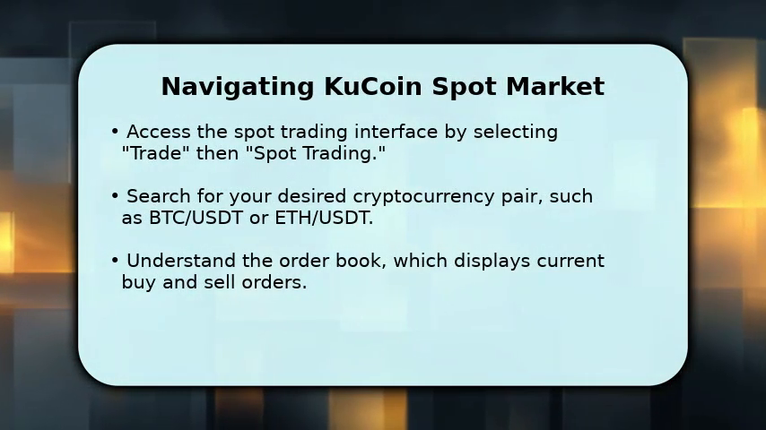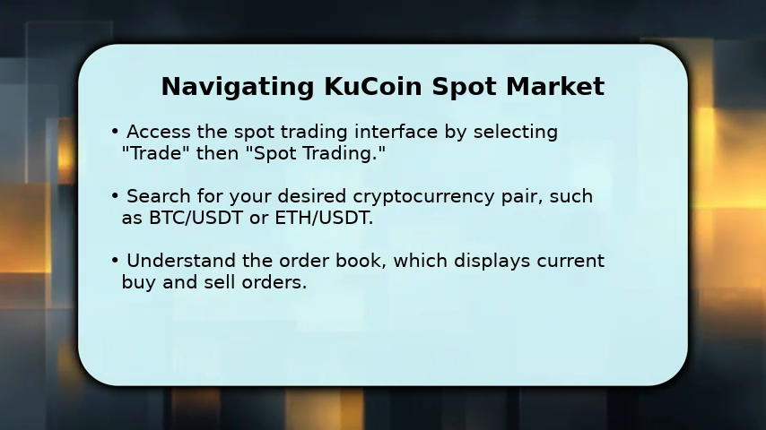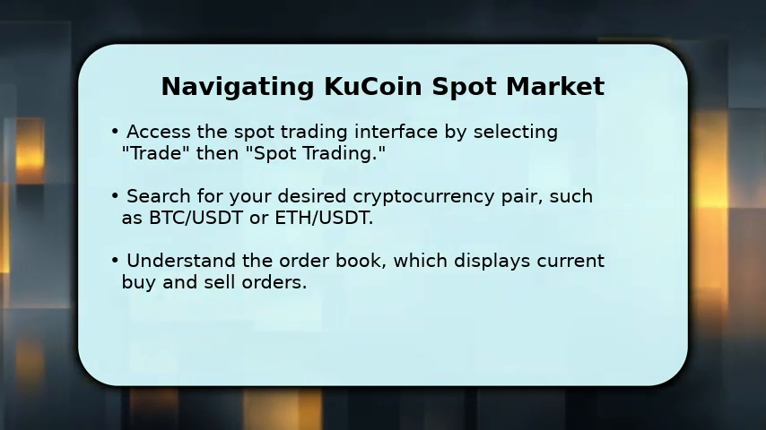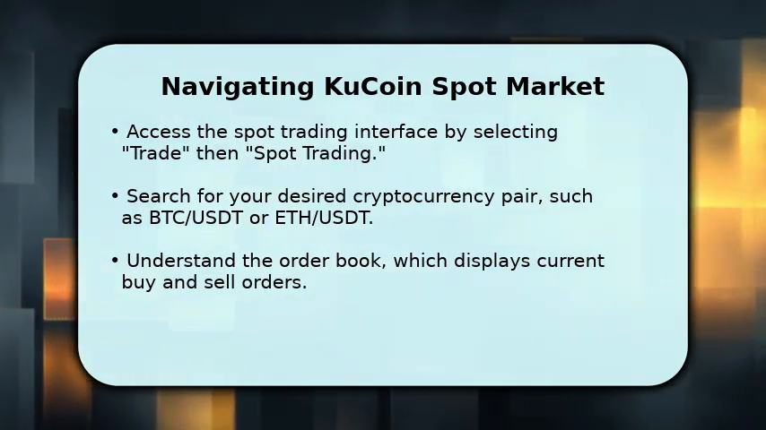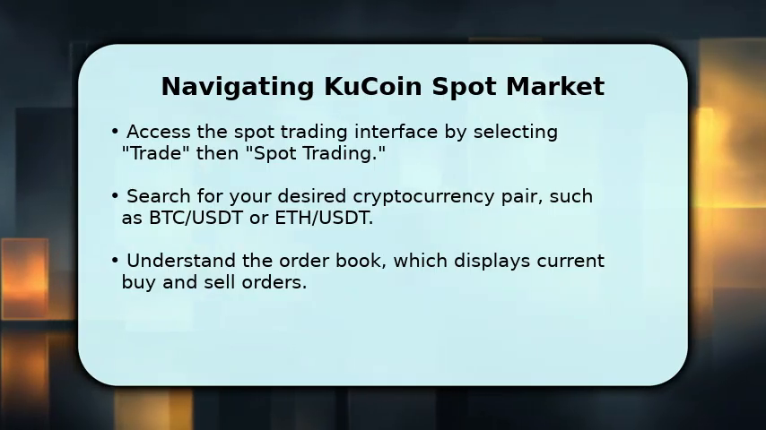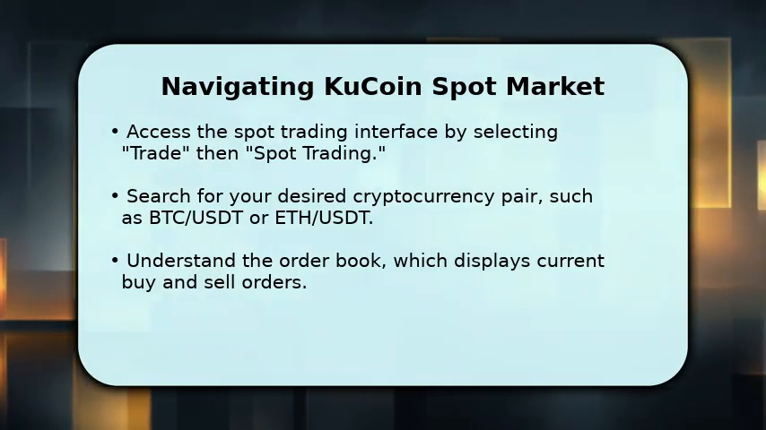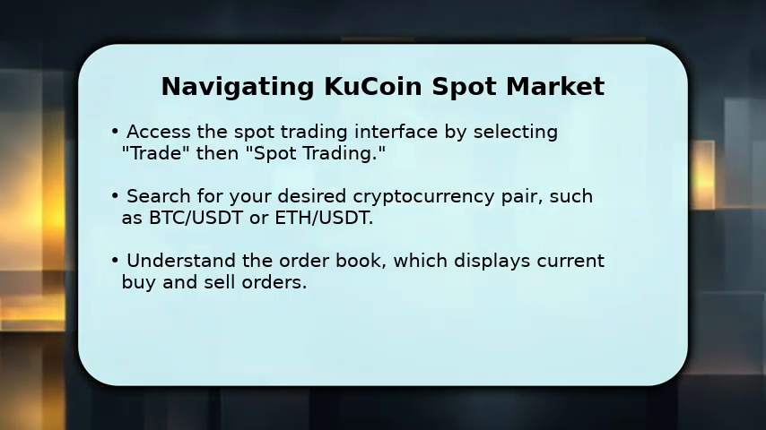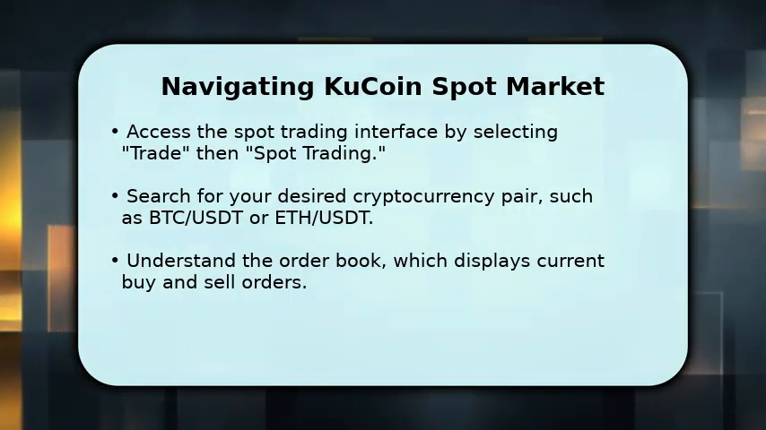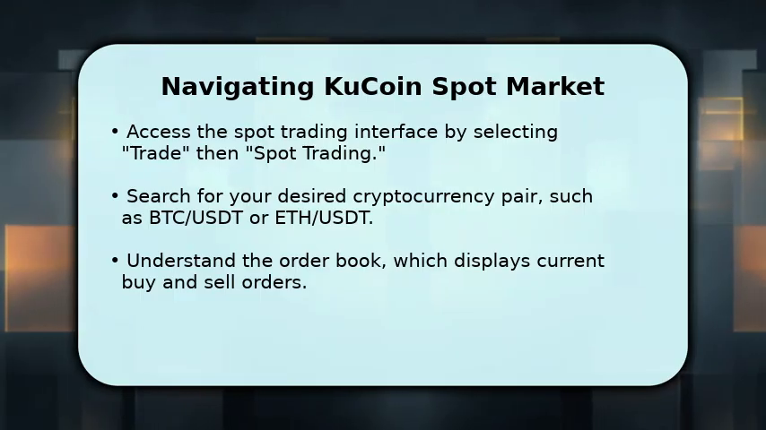Now that your funds are ready, navigate to the spot trading section. On the KuCoin platform, you will typically find this under the Trade menu, then selecting Spot Trading. Here, you can search for the specific cryptocurrency pair you wish to trade, for example, Bitcoin versus UST. The order book will show you the current market depth, displaying all active buy and sell orders.